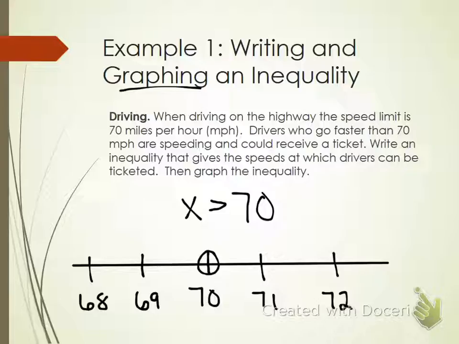All right, then I read it. Variable first. X is greater than 70. All numbers greater than 70. Well, which way does the arrow go to show that the numbers are greater than? To the right, because these are all numbers that are bigger than 70. Greater than goes to the right, less than goes to the left. And that's how I would graph it.